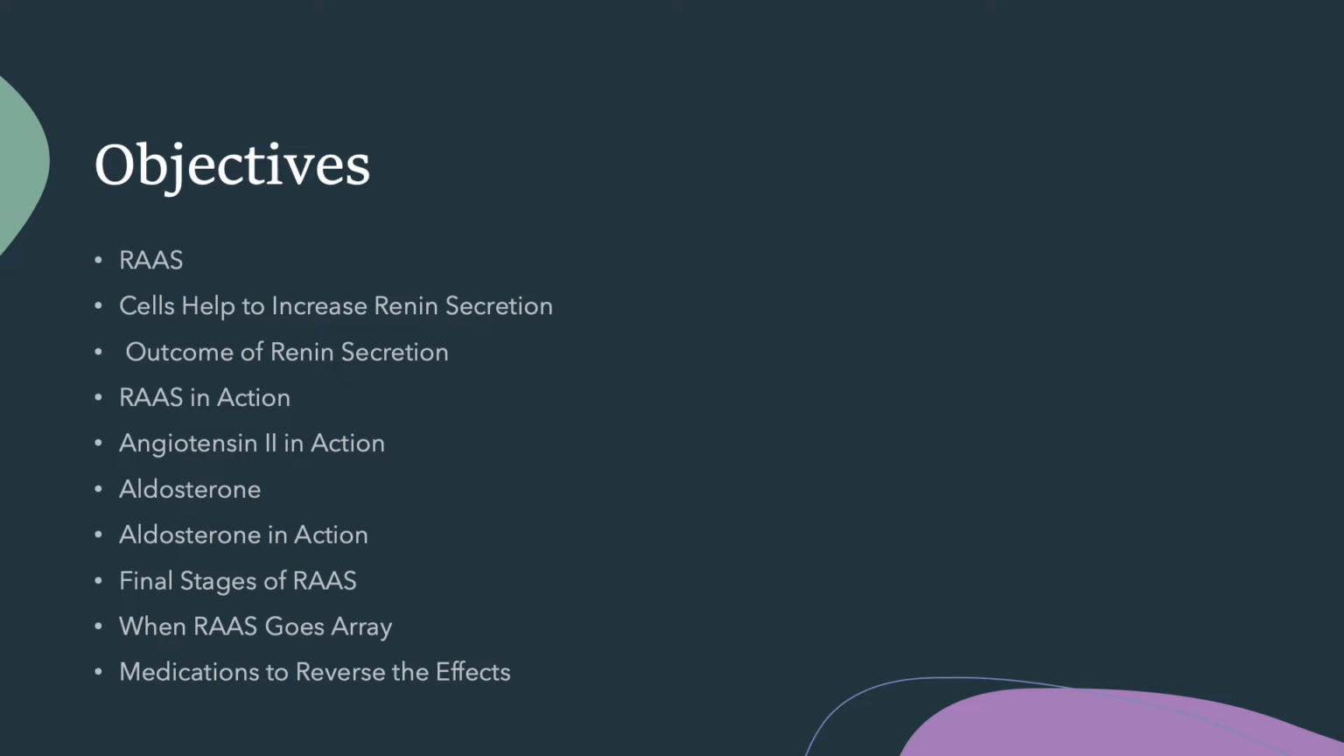In today's objectives, we will be taking a closer look at what RAAS is, which is the renin-angiotensin-aldosterone system, cells that help to increase renin secretion, the outcome of renin secretion, RAAS in action, angiotensin II in action, aldosterone and aldosterone in action, the final stages of RAAS, when RAAS goes awry, and medications that help to reverse the effects of RAAS.